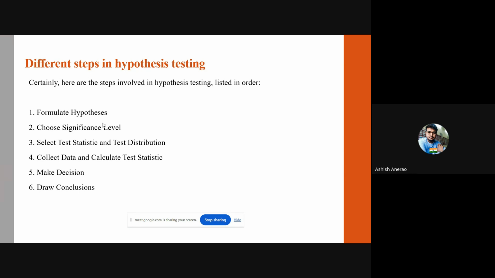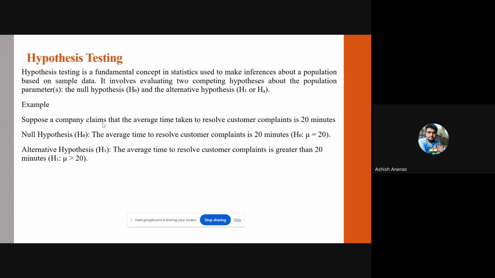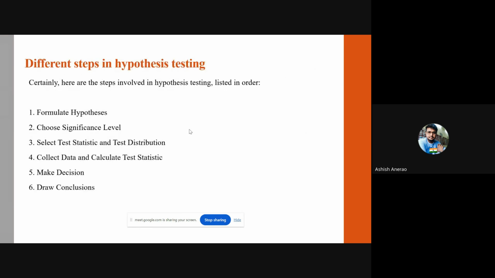Consider the previous example. The company has confidence that they solve all the complaints within 20 minutes. Suppose the company has 95% confidence, so their confidence level is 95%. And 100% minus 95% is 5%, and that's our level of significance, or we may say the error.